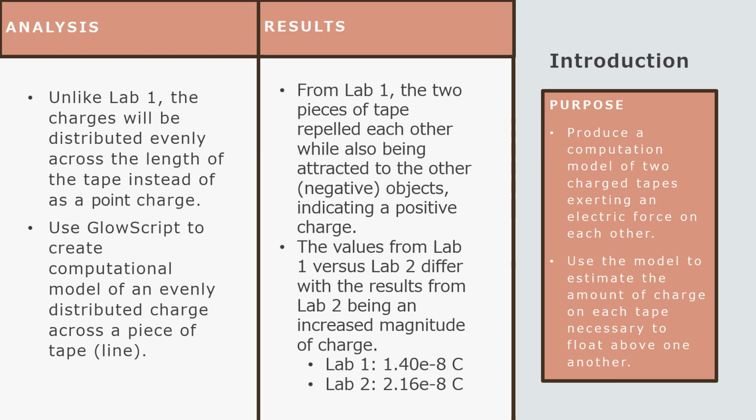From Lab 1, the two pieces of tape repelled each other while also being attracted to other negative objects, indicating that they have a positive charge. The values from Lab 1 versus Lab 2 differ, with the results from Lab 2 being of increased magnitude. In Lab 1, it was 1.4 times 10 to the negative 8 coulombs. In Lab 2, it was 2.16 times 10 to the negative 8 coulombs.